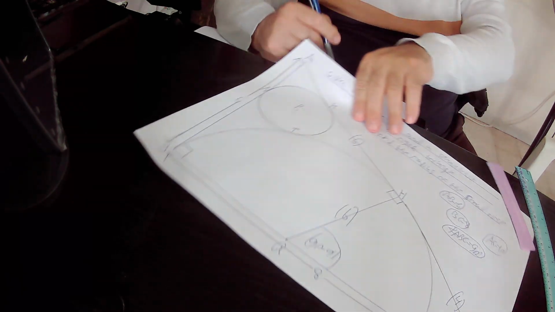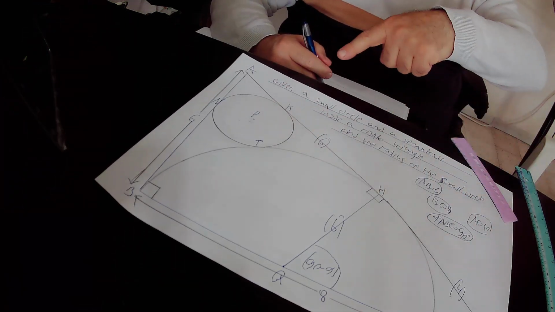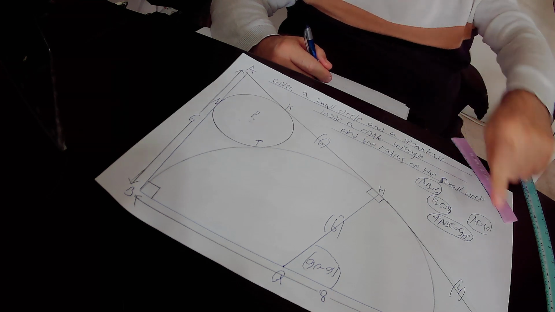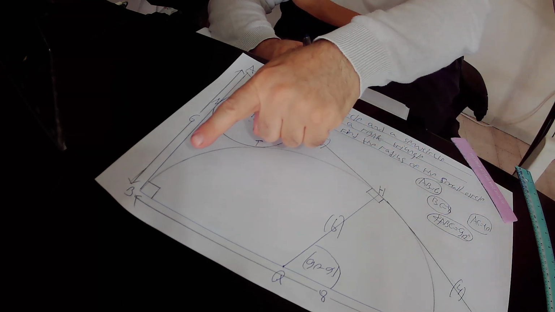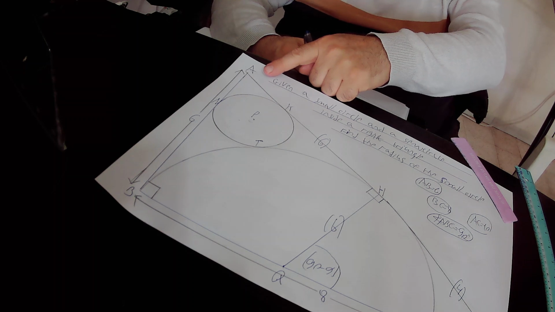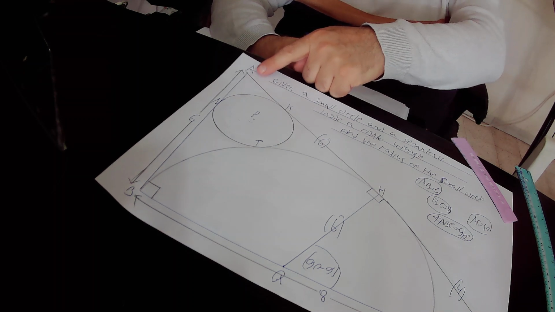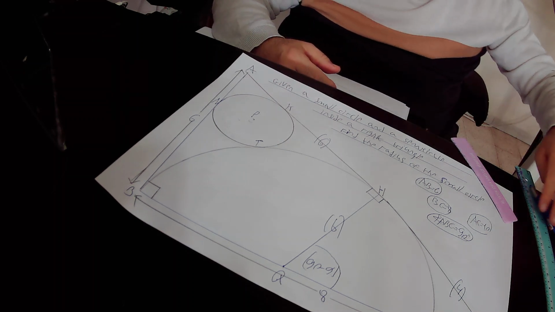Likewise, we'll focus on the big right triangle ABC. In the big right triangle ABC, this angle equals alpha, and this angle equals 90 degrees. Therefore, this missing angle must be equal to 90 degrees minus alpha. So I write it down.